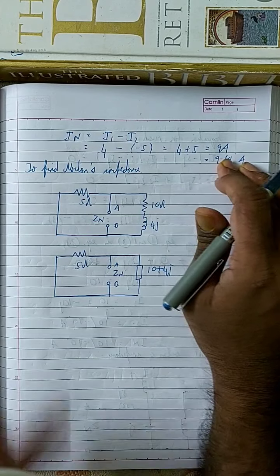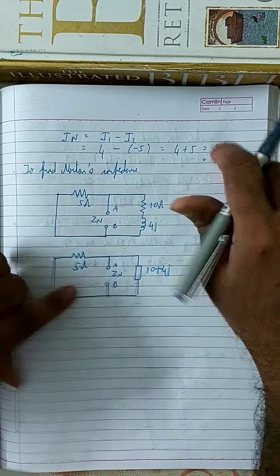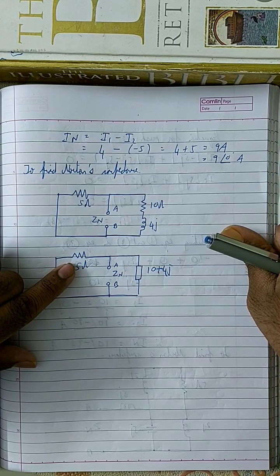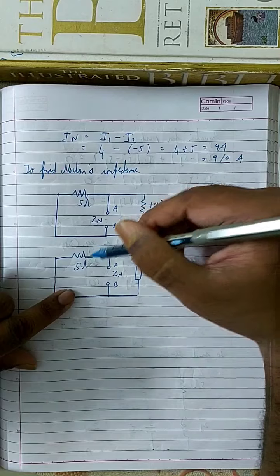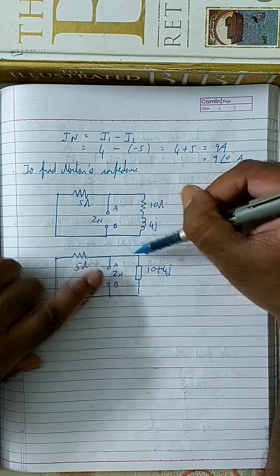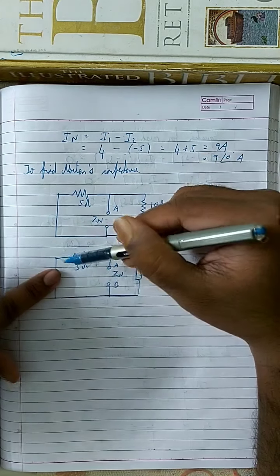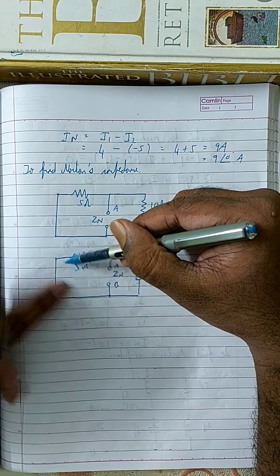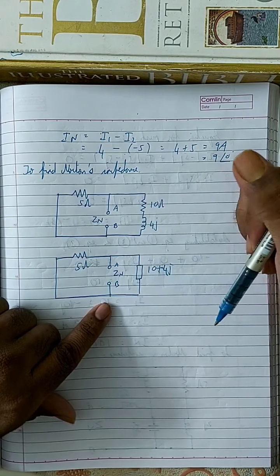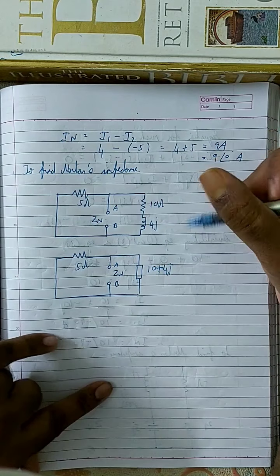So now if you look at these two elements, this 5 ohm and this 10 plus 4j, they are actually parallel to each other. See, look at this end of the resistor. This end of the resistor is connected to A, and this end of the impedance is connected to A. Likewise, this end of the resistor is connected to B, and this end of the impedance is also connected to B. See, so therefore these two elements are basically in parallel to each other.